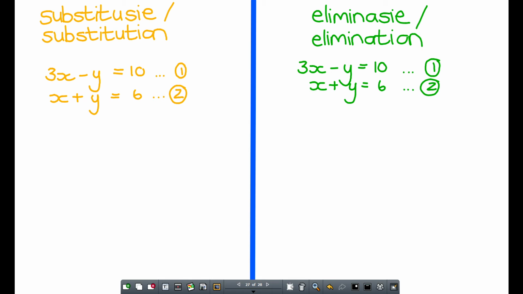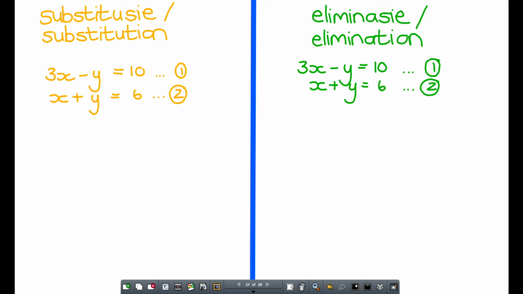Okay, so here I'm going to do it on one page. Right, so on the left-hand side, die oranje, doen ons substitusie. Now think of the word substitution. Think of sport when you are a sub, or when you are substituting someone that is already on the field. It means that you are putting that person in the place of that other player. So that is what we want to do here at substitution.